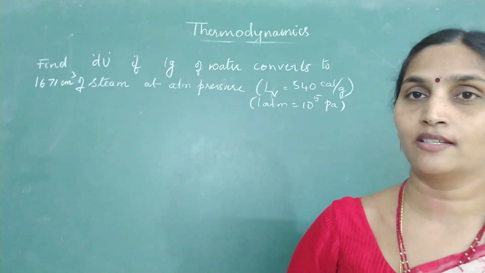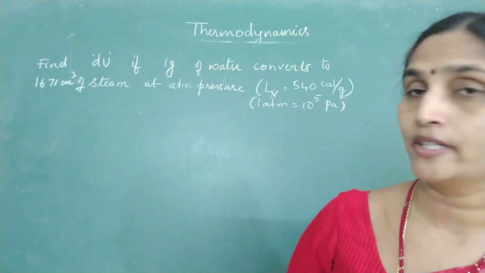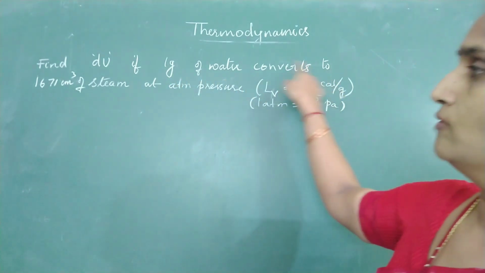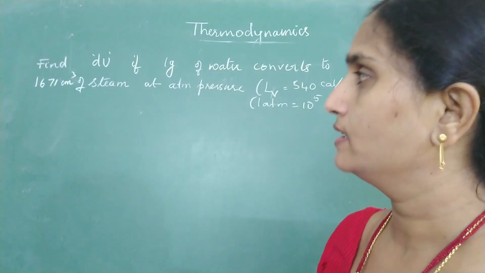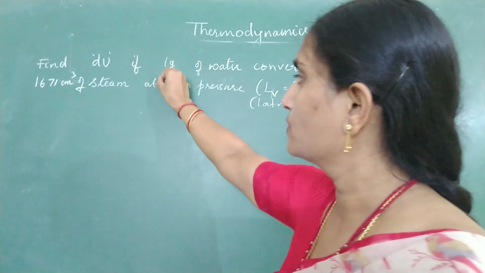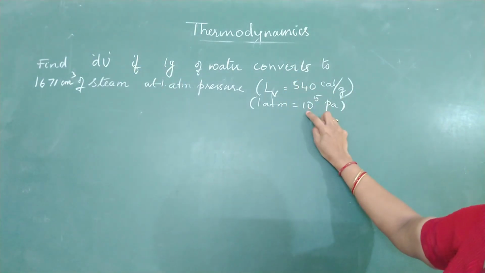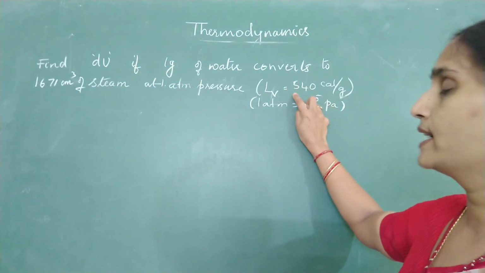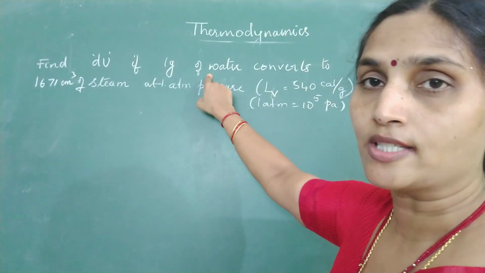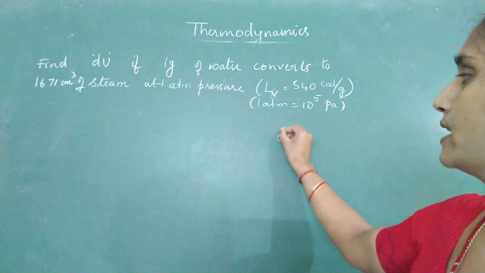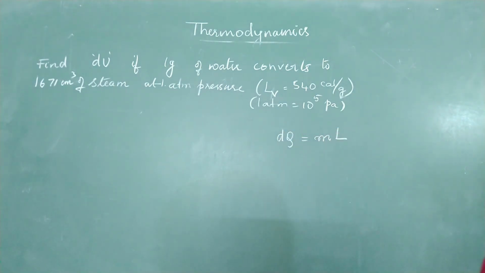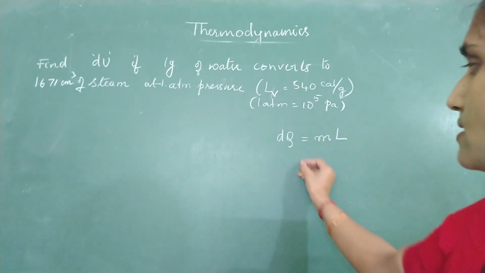Now come to this question. The question says you have to determine the change in internal energy if 1 gram of water converts to 1671 centimeter cube of steam, and it is taking place at 1 atmospheric pressure. They have given you the value of 1 atmosphere as well as the latent heat of vaporization. We know if you have to convert water to steam, what is the amount of energy required? dQ is equal to, remember, mL for state change.